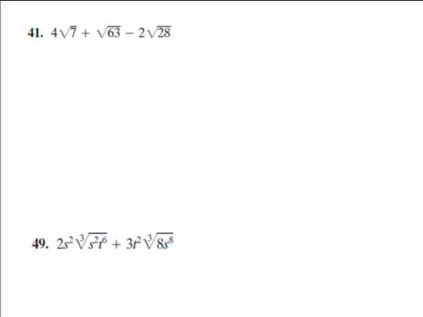So the first one, 4 root 7. I can't break 7 up anymore. So that one has to stay 4 root 7, not changing. The next one is the square root of 63. So let's see what that one can break up into. If you're thinking perfect squares, see what goes into that. 4 doesn't, 9 does. So let's break that up into 9 and 7.